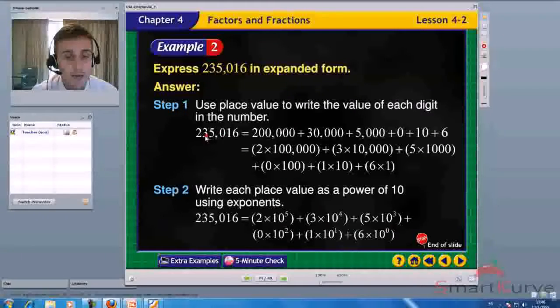We just broke it down into numbers: 200,000, 30,000, 5,000, 0, 100, 10, and 6. This is what we broke it down to. This is the numbers, and these are the standard notation of it.